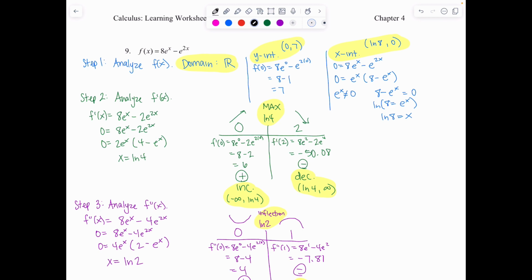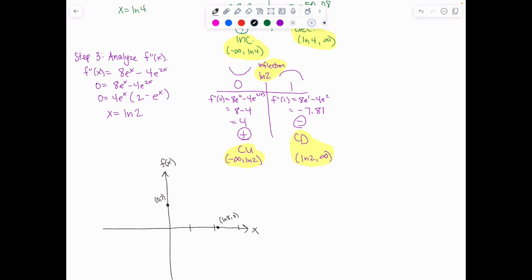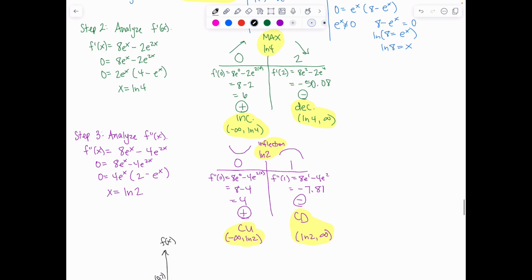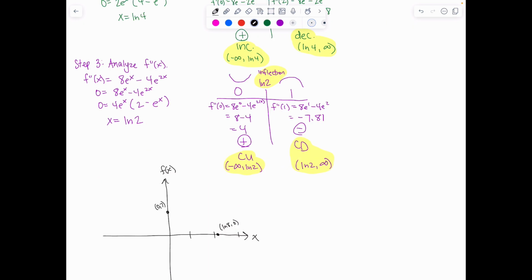We are increasing until natural log of 4 and then decreasing. Natural log of 4 being 1.4. So we will be increasing, hit our max, then decreasing. We are concave up. And then we hit natural log of 2 and we go concave down.